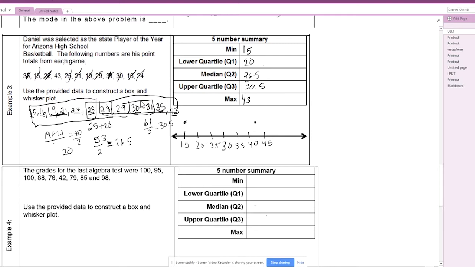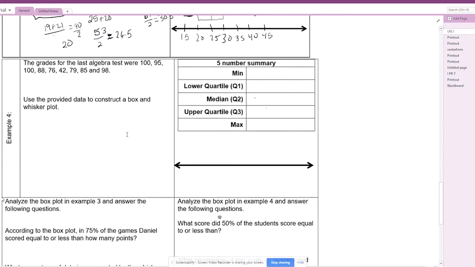All right, now we're going to put our lower quartile, which is at 20. Our upper quartile, which is at 30.5, so that's just right there. Okay, and then 26.5 is right above 25. So we're going to box our inner 3 points, and then draw a line through our median, and then there we have our whiskers. So there's a box and a whisker plot.